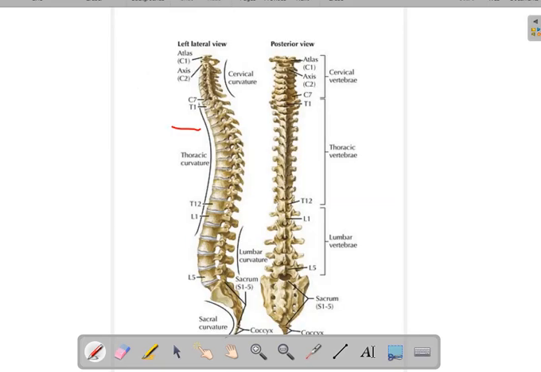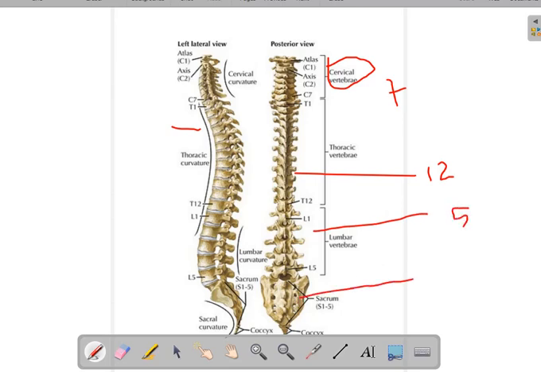The vertebral column is formed from 33 vertebrae, classified into cervical vertebrae. The cervical vertebrae are 7 in number. Then the thoracic vertebrae, 12. Then the lumbar vertebrae, 5. Sacral vertebrae, 5. And the coccygeal vertebrae, from 3 to 4.